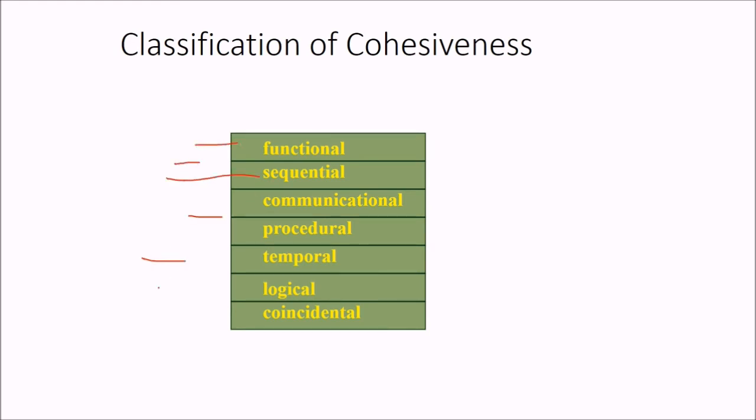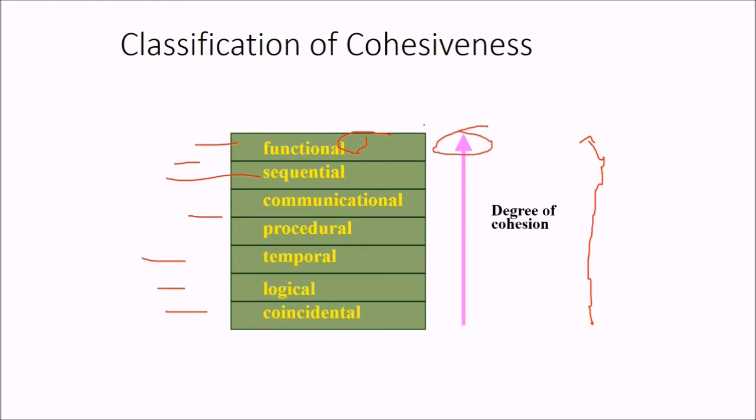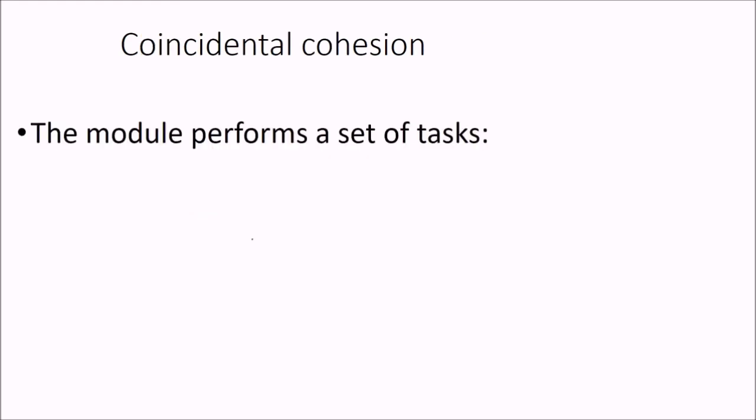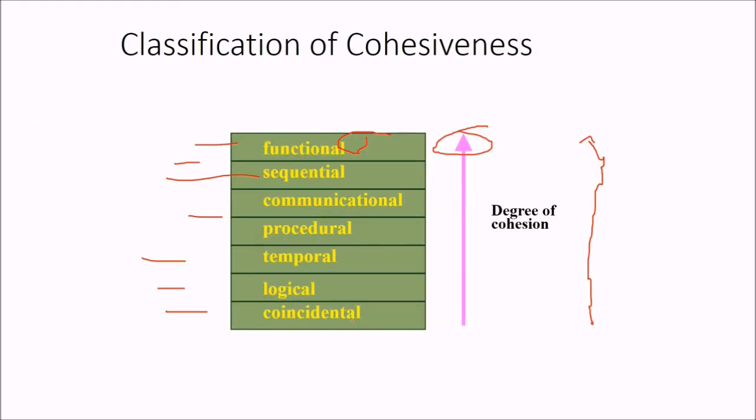These are the classification, and this is how our degree of cohesion would increase. If we have independence, functionally they are cohesive, then we say the degree of cohesion is very good in the particular module. So what is this? There are various classifications. Let us see coincidental cohesion.